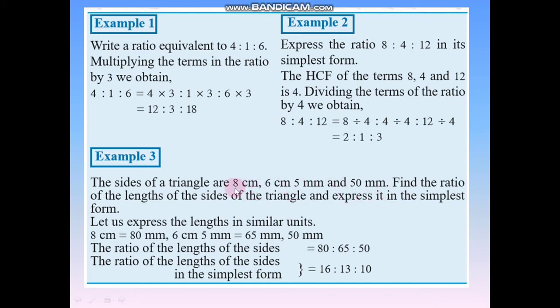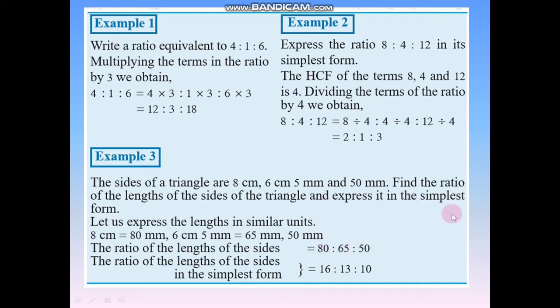1 centimeter means 10 millimeters. If we convert to millimeters, we have to multiply by 10. So 8 centimeters is equal to 80 millimeters. 6 centimeters is equal to 60 millimeters, and there is 5 millimeters also, so we get the answer 65 millimeters. 50 is already in millimeters. Now we get the ratio 80 is to 65 is to 50.